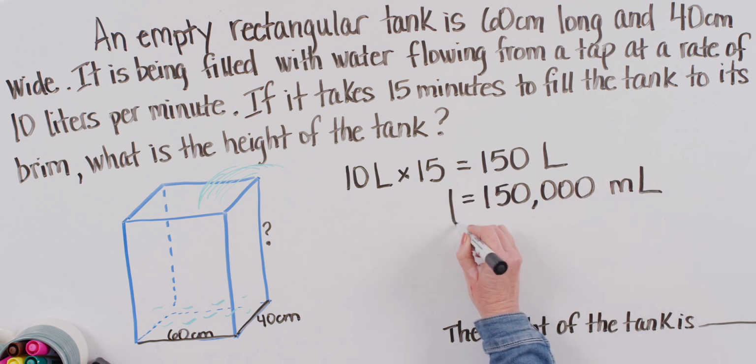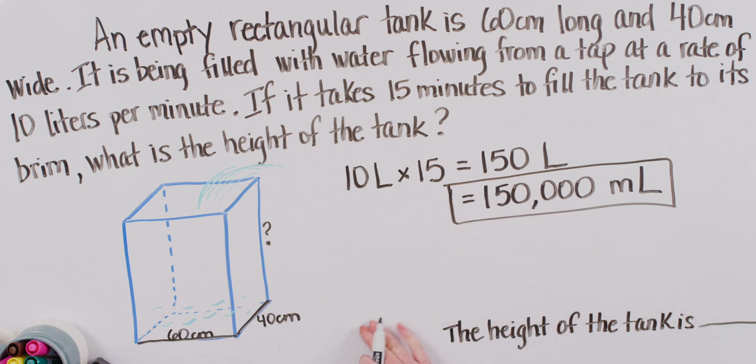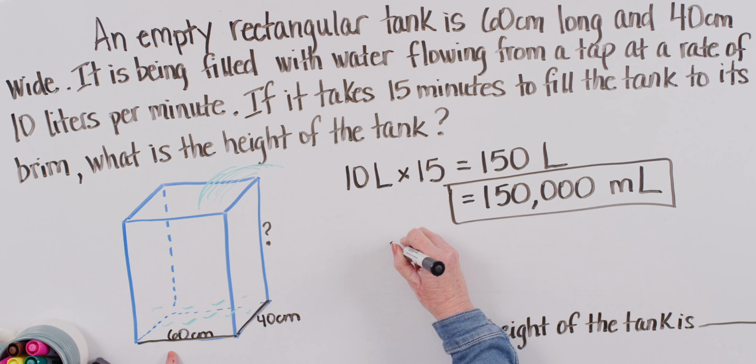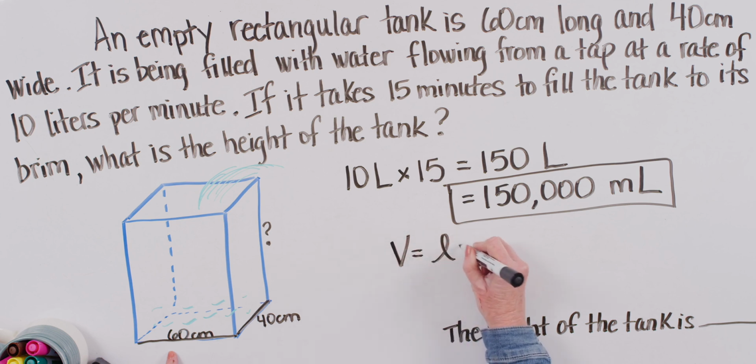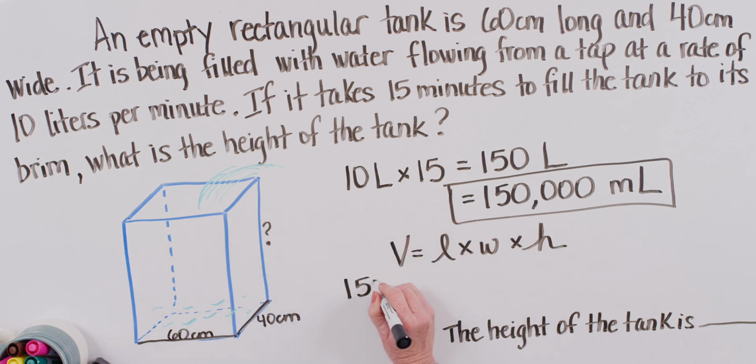All right, so we're going to be working with this number right here. So to fill the tank, the full volume is 150,000 milliliters. Can we discover how high it is? Certainly, we can first find our base, right, or our length times our width, because we do know that our volume is going to equal length times width times height. We have our full volume right here, our 150,000.